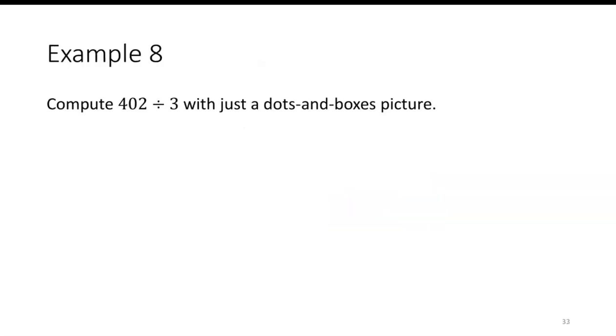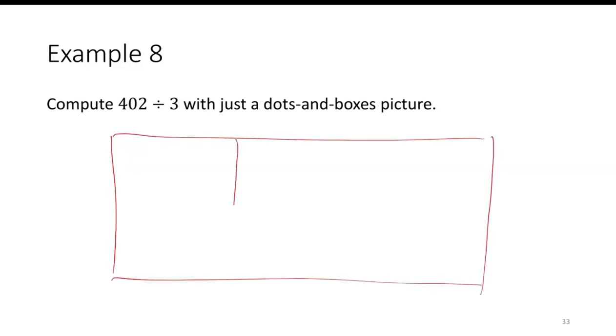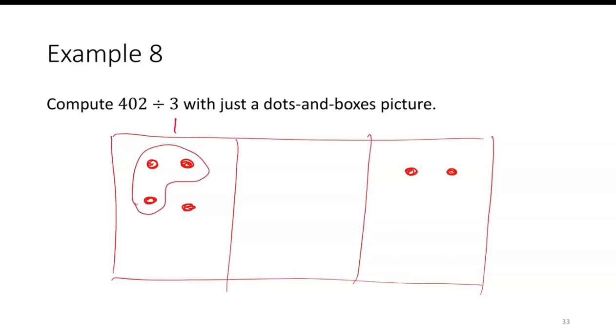So let's try to do 402 divided by 3 using dots and boxes. So let's make our own. 402 means I have 4 dots in the hundreds place and 2 dots in the ones place. And now I'm looking for groups of 3. So there is a group of 3. I can form one group, and then I have 1 left over.